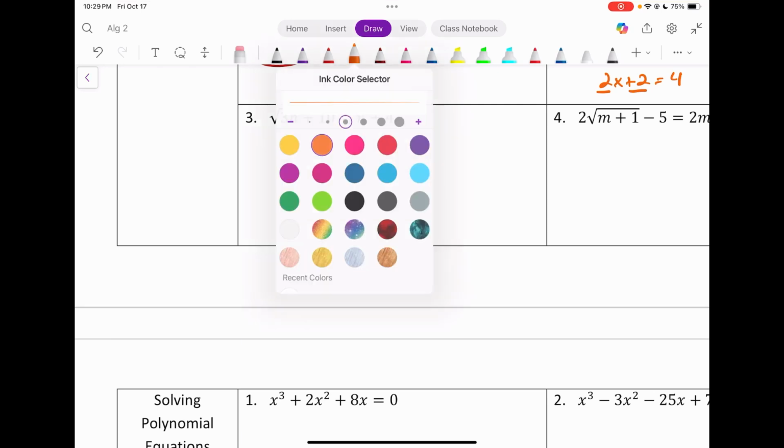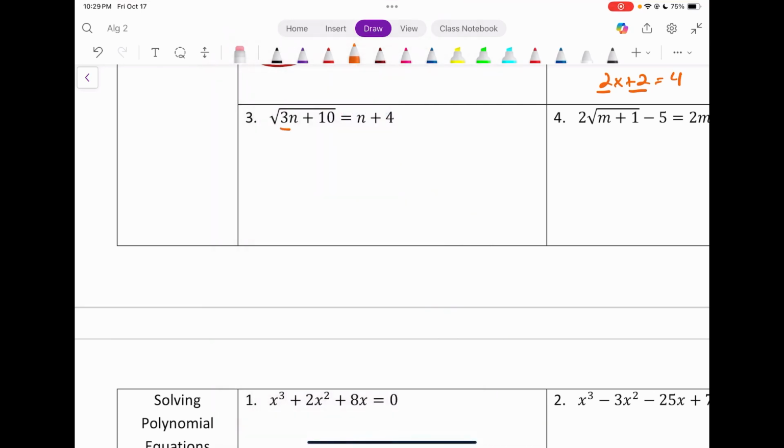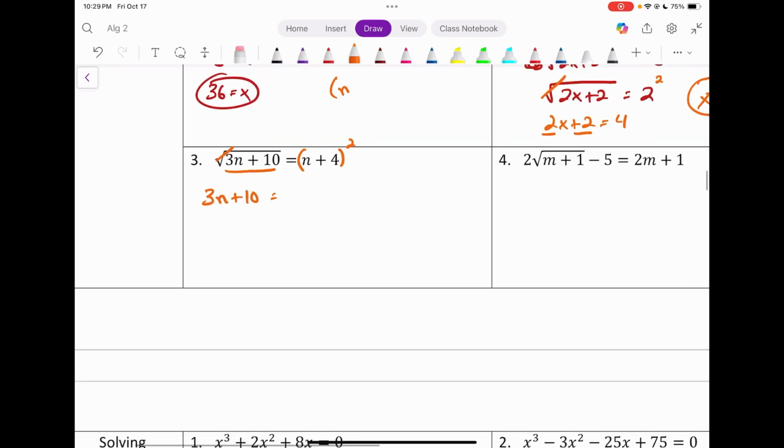Again, there's nothing to move over here. All that stuff is inside the house, so the very first thing we're having to move over is going to be that square root. So 3n plus 10 is equal to, undo a square root, we have to square the whole side, not just part of it. In order to square something, you have to multiply it times itself. So in order to multiply that times itself, it must be FOILed. So it's going to be n times n, n times 4, 4 times n, 4 times 4.